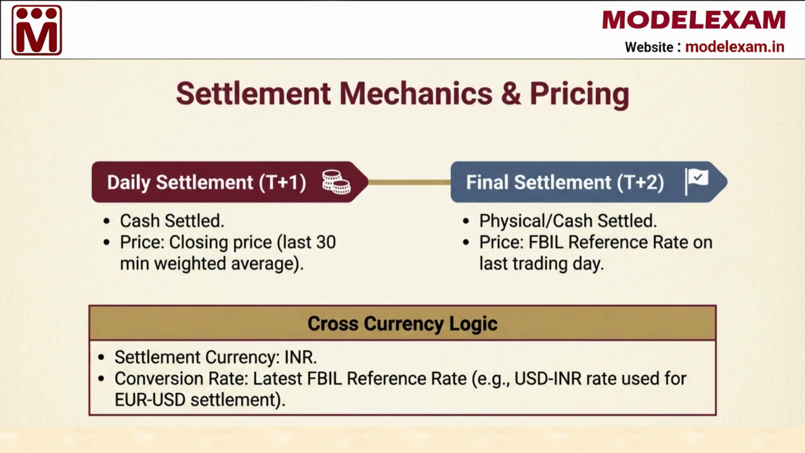Moving from safety funds to the actual daily operations, let's look at settlement mechanics and pricing. Daily mark-to-market settlement happens on a T+1 basis, meaning the profit or loss is settled the next day in cash. For the final settlement, when a contract expires, it happens on a T+2 basis using the official FBIL reference rate from the last trading day. Even for cross-currency trades, everything is ultimately settled in Indian rupees.